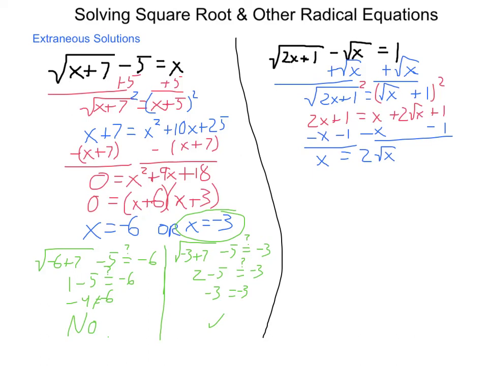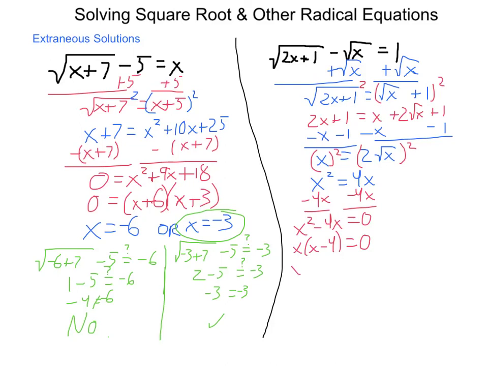Now at this point I can square both sides. So I've thrown in basically an extra step here. It just becomes one step longer with multiple radicals. I get x squared equals 4x. Solving this, subtract 4x from each side. I get x squared minus 4x equals 0. Well, that factors to x times x minus 4 equaling 0. So x equals 0 or x equals 4.